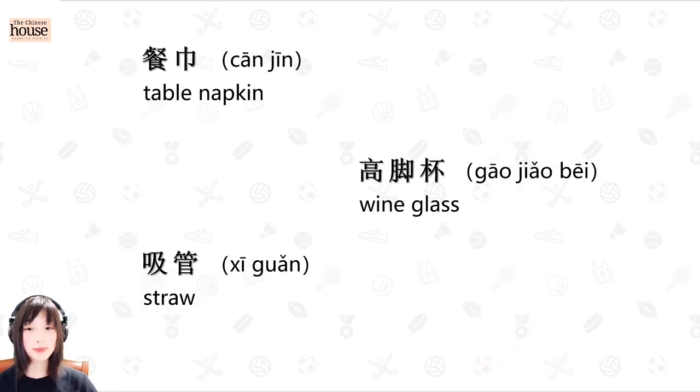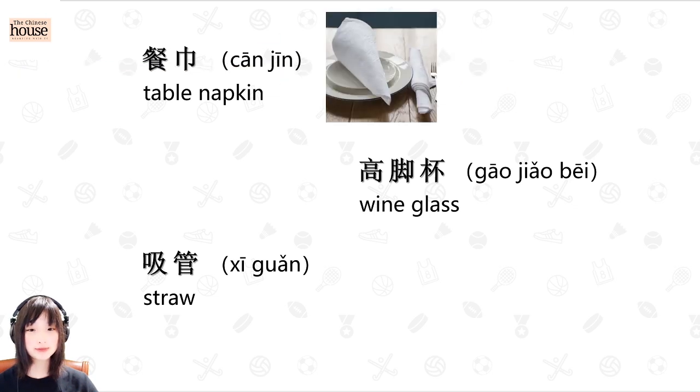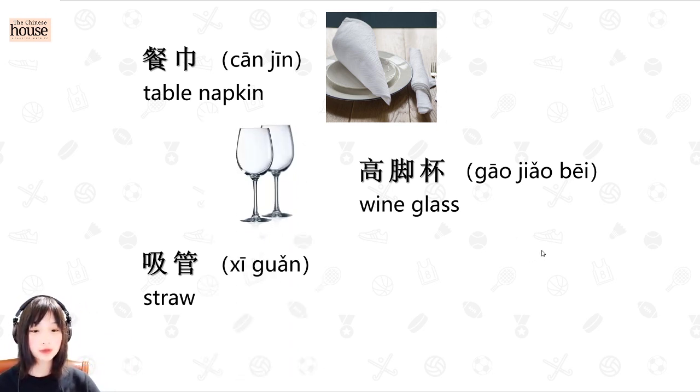And then table napkin, 餐巾. 餐 which means it's related to eating, and 巾 flatten. Napkin, 餐巾. Wine glass, 高脚杯. 高 means high, 脚 means foot. So this part of the glass which we use it to indicate it's a foot, and 高脚 means this part is very long, it's very high.